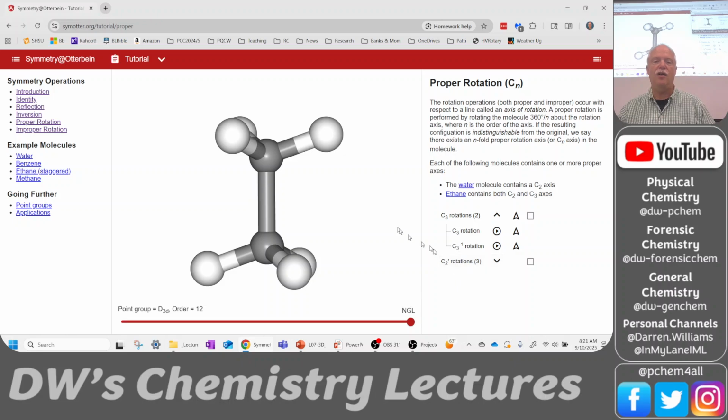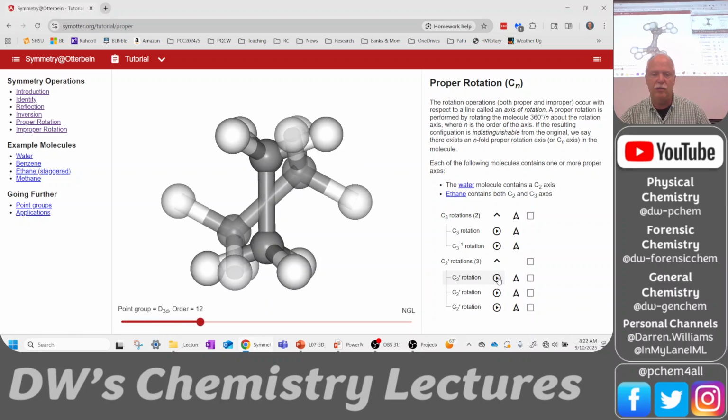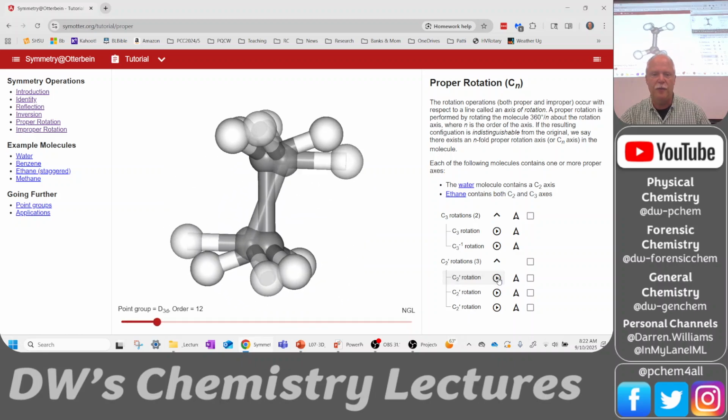There are some C2s on here. This one coming right out at your face is a C2 axis. What I'm doing is taking the full rotation of the molecule and dividing it by 2, so I go halfway around. If I have an axis coming out of the board and I rotate this 180 degrees, this hydrogen moves here and that hydrogen moves there. These are the hard ones to see on ethane, so I'm starting you with one of the more tricky ones. Here it is. There's 3 of those. See that? I got lucky. I picked the right one.